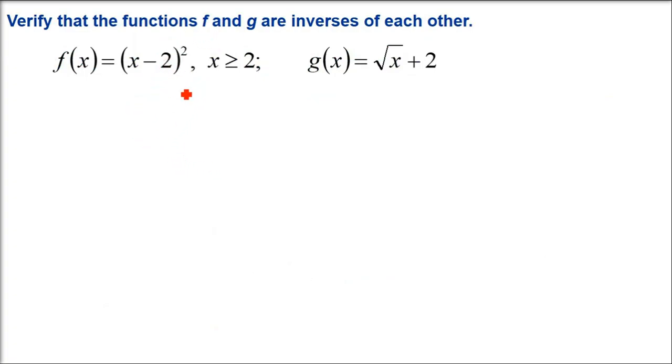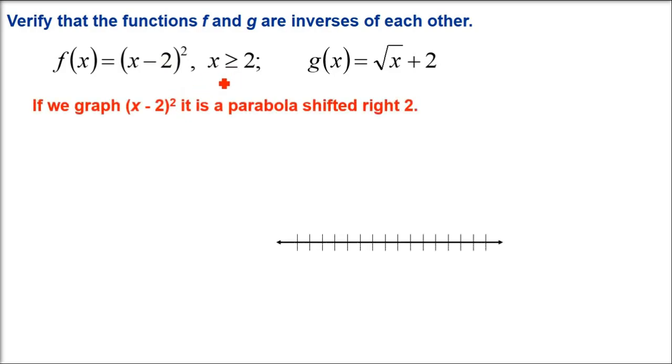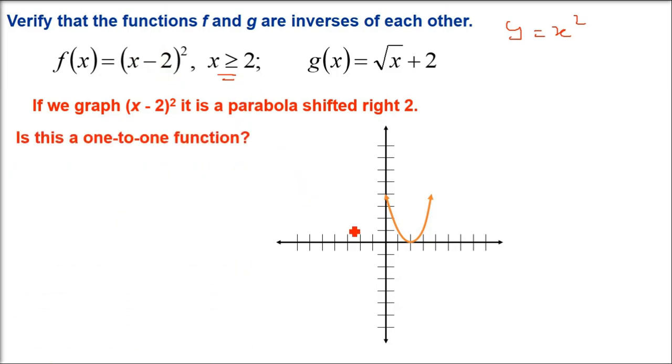How to verify that these two functions f(x) and g(x) are inverses of each other? This condition is very important: x is greater than or equal to 2. I'll just mention it in a few seconds. y equals x square is normally a parabola, a quadratic function. So now when we draw this (x minus 2) whole square, I have just assumed that we have drawn this. We have already taken the x and y values, pointed them, and drawn this parabola.